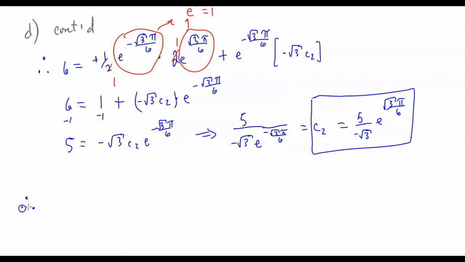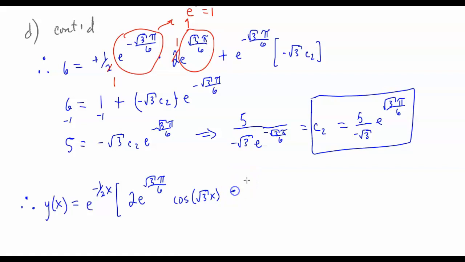All right, so when we do all of that, what we're going to see we end up getting for our final answer here is going to be e raised to the negative 1/2 x, all that times 2e raised to the square root of 3 times pi over 6 in the exponent times cosine of square root of 3x. And then this will be minus 5 times square root of 3 sine of square root of 3x. And so this is our final answer.